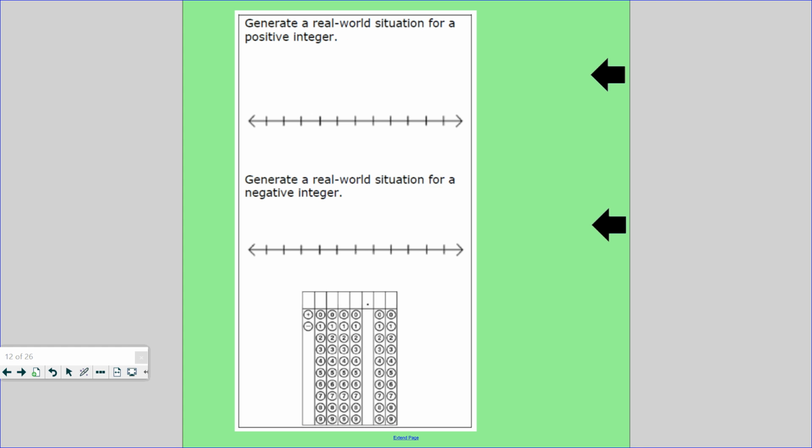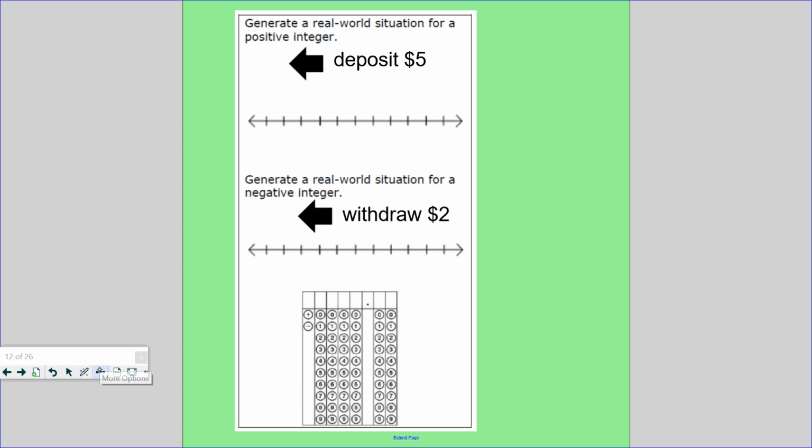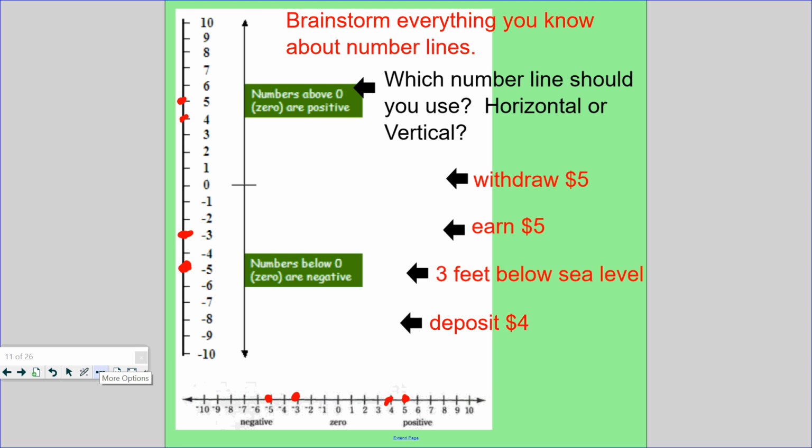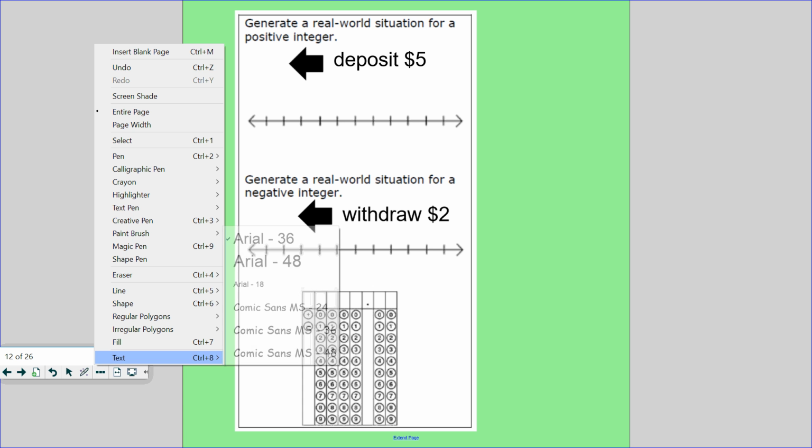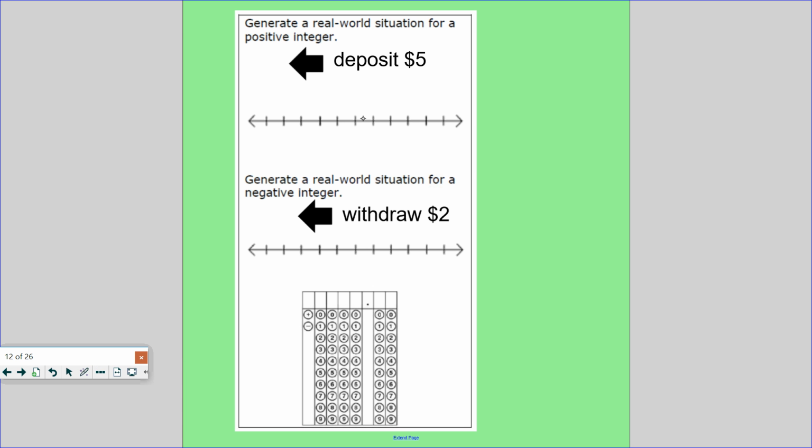Last but not least, you're going to be given some real life, real world situations such as deposit $5 and withdraw $2. How would you represent this on a number line on your own? So in this one, it was already drawn for you. Can you now represent it yourself? So let's get my pen. Do you want to put 0 in the center? You can if you want to. Do you have to? Not really. I'm going to put 0 right here.